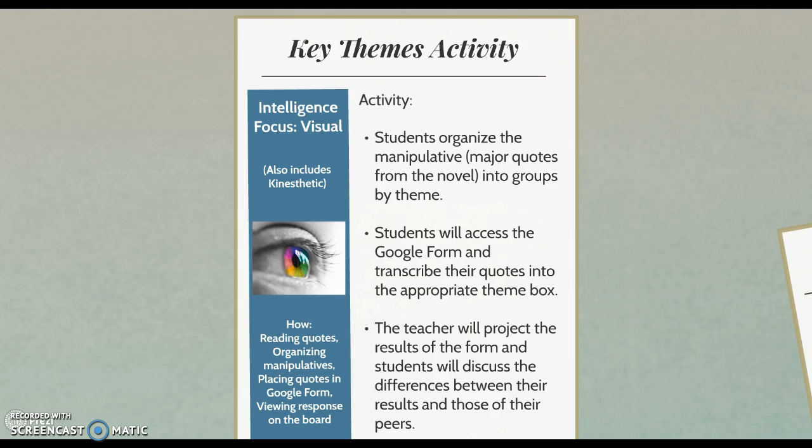The teacher will project the results of the form, and students will discuss the differences between their results and those of their peers. This focuses on the visual intelligence by having students read quotes, organize manipulatives, place the quotes in a Google form, and view the responses of others on the board.